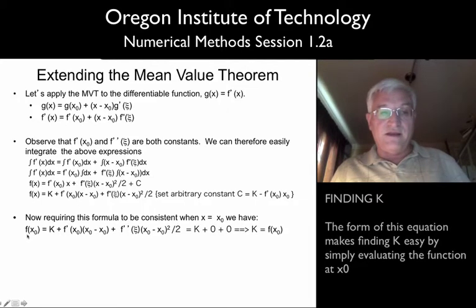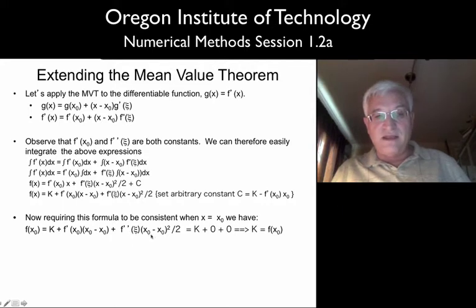I can write then f of x0 is equal to that constant plus f prime of the deviation of x0 with itself, and f double prime again with the deviation of x0 with itself. Well, clearly all of this portion here has to be 0. I've just got 0 added onto this constant. And what I ended up with was k is equal to f of x0.